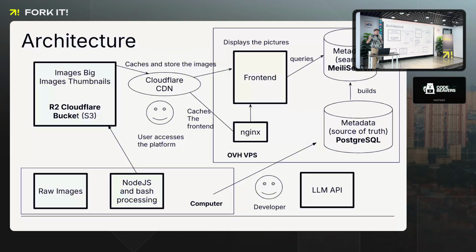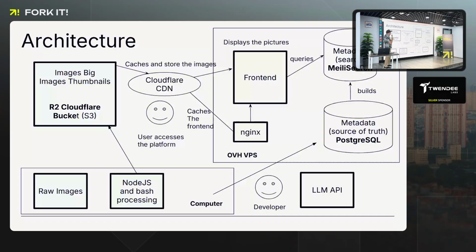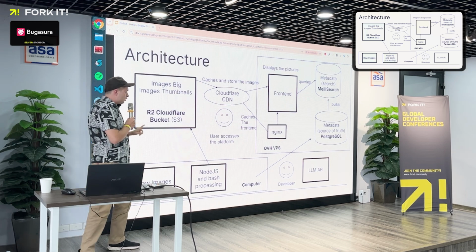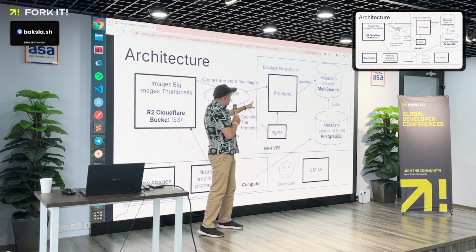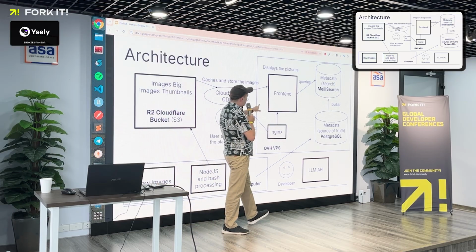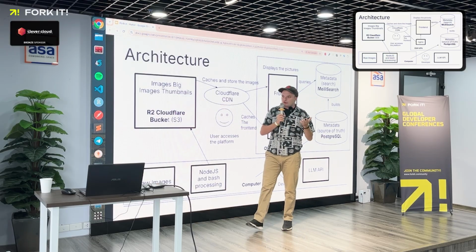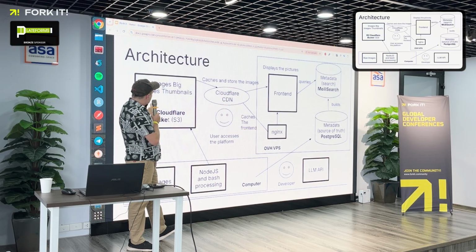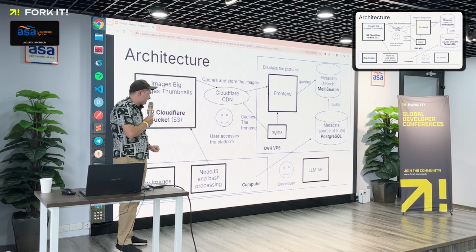Finally, let's have a look at the architecture for this small thing that I showed you. The front end maybe is not that great yet, but at least the rest of the infrastructure is in place. So the user wants to access through the front end. Actually, it's being cached by Cloudflare. And then every time the user types a keyword, it will query MeiliSearch. MeiliSearch will then give back the IDs of the images to display, and these will be loaded from the S3 bucket, also cached by Cloudflare in the CDN.